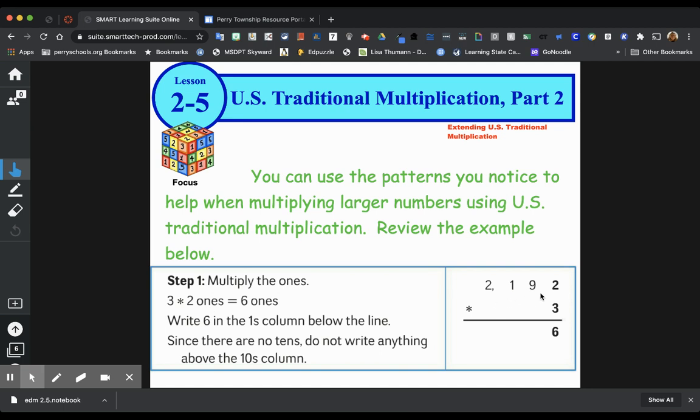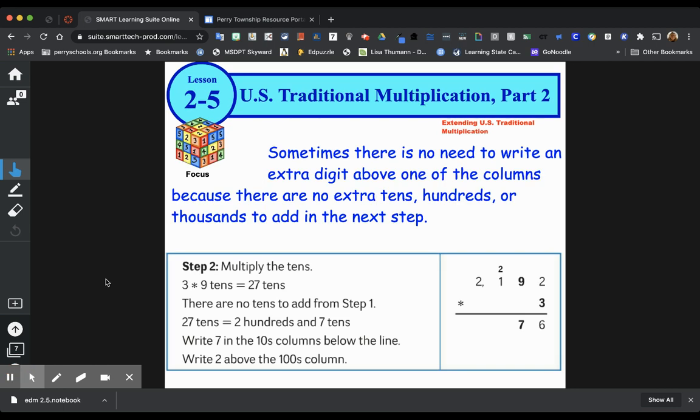So let's review this example below. We have 2,192 times 3. Our first step is to multiply the ones. So we would multiply 3 times 2, or 3 times 2 ones. We get 6 ones. I'm going to write that 6 in the ones column. Since there are 0 tens, we're not going to write anything above the tens column. So sometimes there's no need to write an extra digit above the columns because there's no extra tens, hundreds, or thousands to add up in the next step.